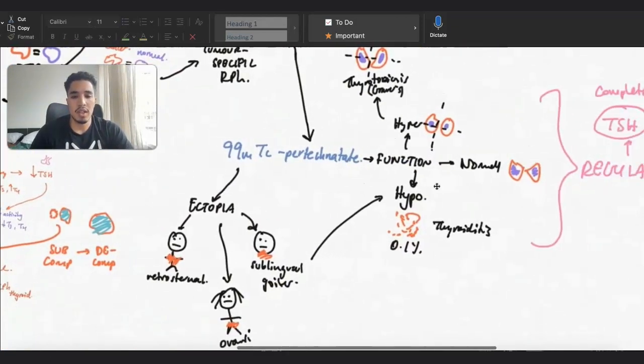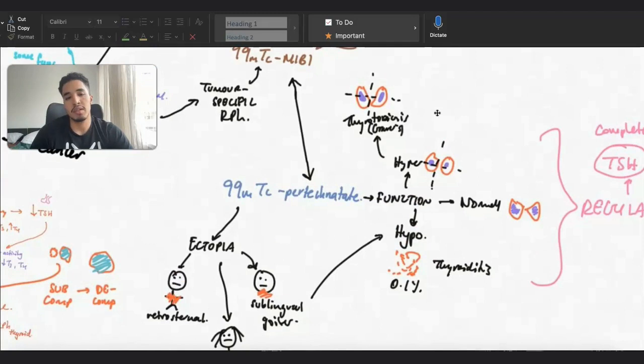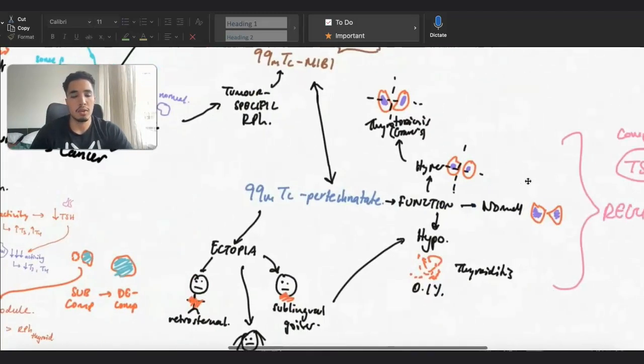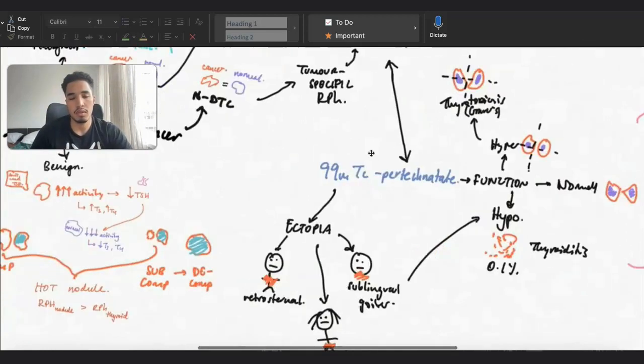Back to the 99 technetium pertechnetate, I also forgot to mention that instead of nodules, like you see in cancer, we have something called diffuse goiter. So this is when you see a whole patch of either hot areas or cold areas, depending on what you have. So this is going back to the fact about hypothyroidism having less uptake and Graves having lots of uptake. So you see a whole big hot patch compared to the rest of the tissue.